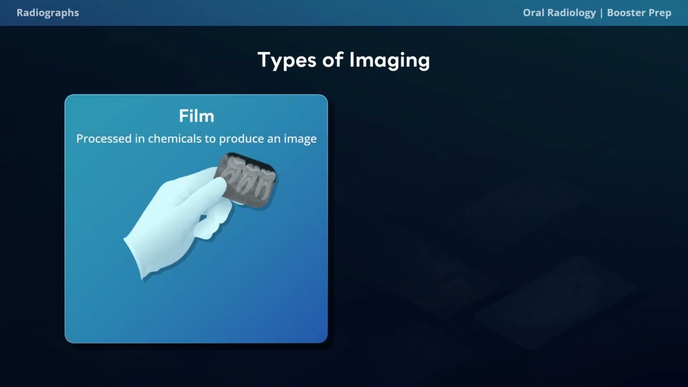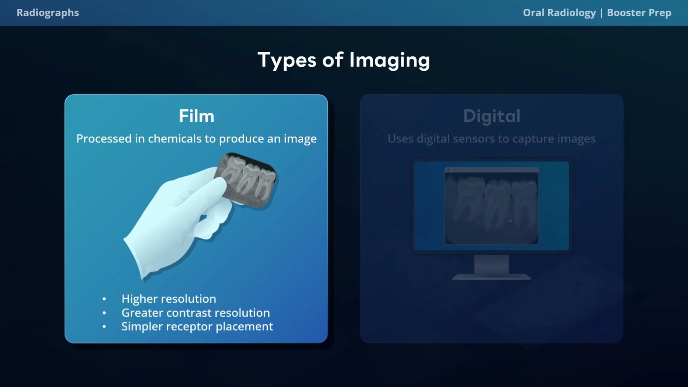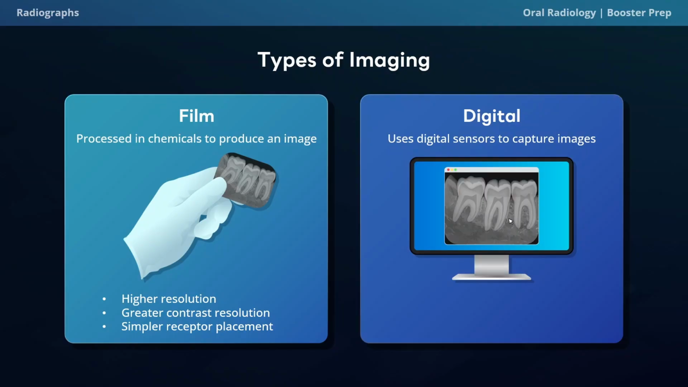So with film, the image is created through a chemical development process, kind of like how traditional photos used to be made in a dark room with lots of chemicals. Digital, on the other hand, uses electronic sensors to capture and process the image right on the computer, and each has its own pros. So film tends to give us images with higher contrast and greater contrast resolution, and many people find it easier to position the film receptor during image capture, while digital imaging comes with some big advantages too.